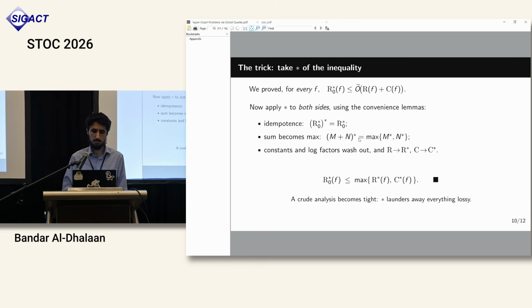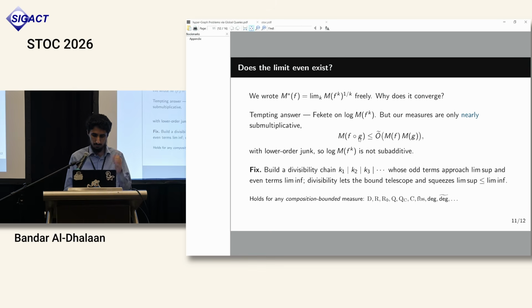And so that's really the nice part: there were these very crude amplifications and repetitions being done, and the star operator made it very generous for us to get back out to a clean result. Now, one last side note here: does this limit even exist? We assumed this composition limit existed in the presentation. In the paper, we do prove it.